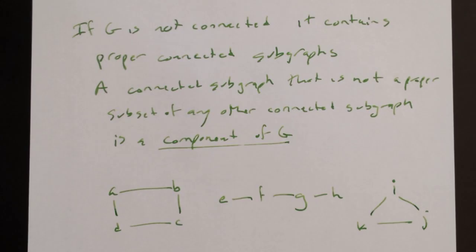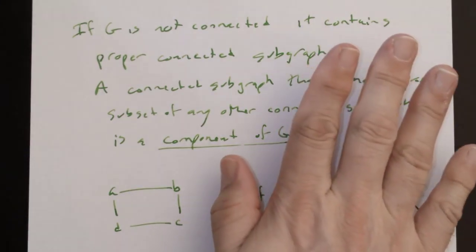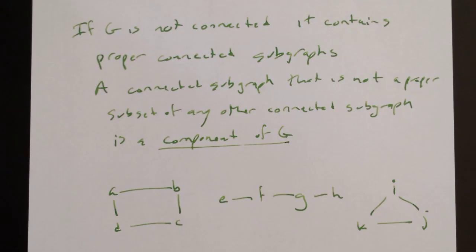Here's a graph with 11 vertices. And 10 edges. Right? 1, 2, 3, 4, 5, yes, 10 edges. But it's made of 3 components. The connected subgraph ABCD, the subgraph induced by the set of vertices ABCD, which means we only keep A, B, C, and D and the edges connected to them. That's a component. EFGH, that's a component. IJK, that's a component.